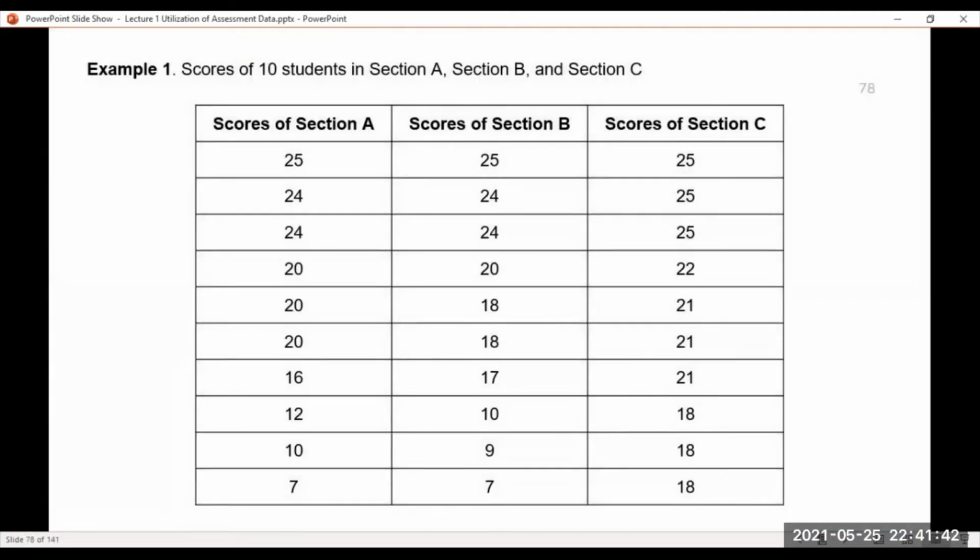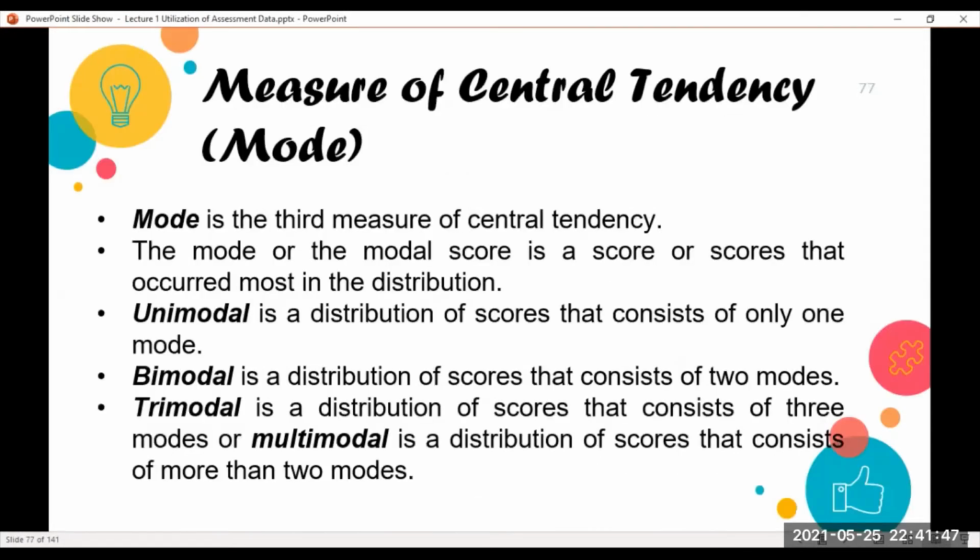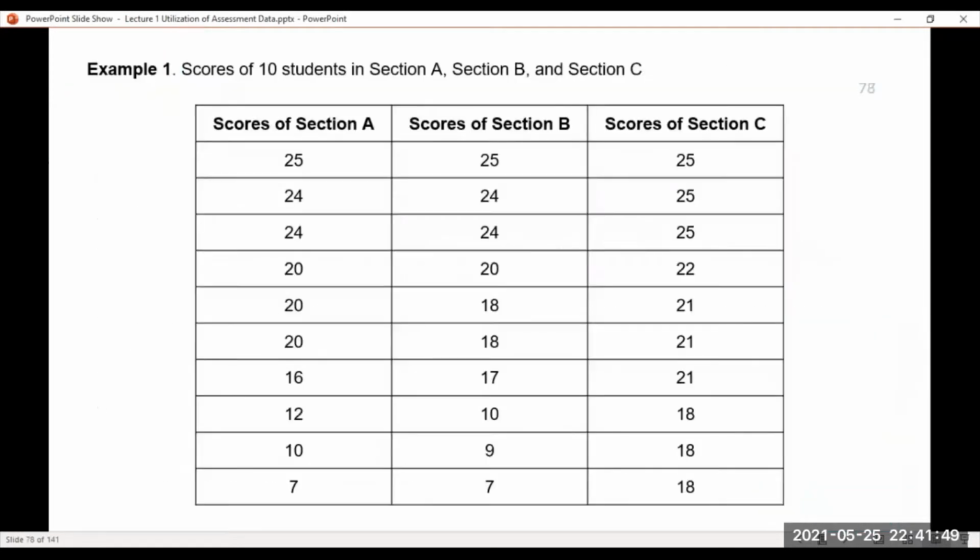And then, okay, so we have here our first examples. I hope that you get the basic concepts of mode. So we have our example 1. Scores of 10 students in section A, section B, and section C. Let's try to identify their mode. So let's have first the scores of section A.